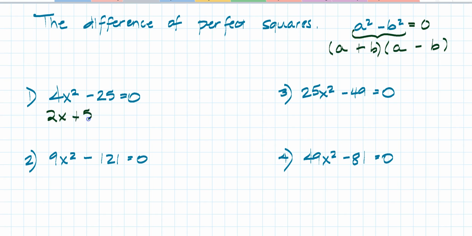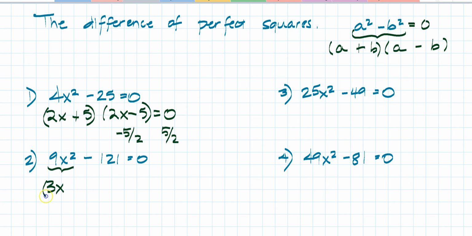2x plus 5, 2x minus 5 equals 0. So your solutions are negative 5 halves and positive 5 halves. On number 2, the square root of 9x squared is 3x. The square root of 121 is 11, plus minus. So your solutions are negative 11/3 and positive 11/3.